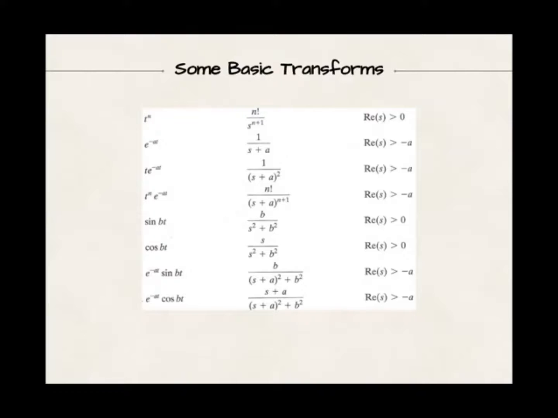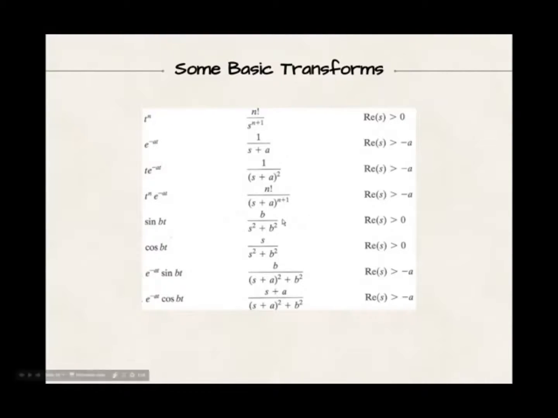Here are some basic functions. t to the power of n is equal to n factorial over s to the n plus 1. e to the negative at is equal to 1 over s plus a. t times e to the negative at is equal to 1 over s plus a squared. You can get this by taking e to the negative at and taking its negative differentiation in relation to s. So that means that t to the n times e to the negative at is equal to n factorial over s plus a to the power of n plus 1.